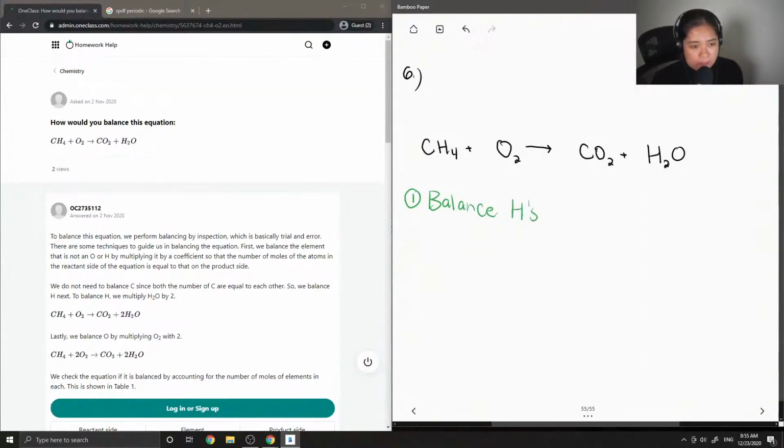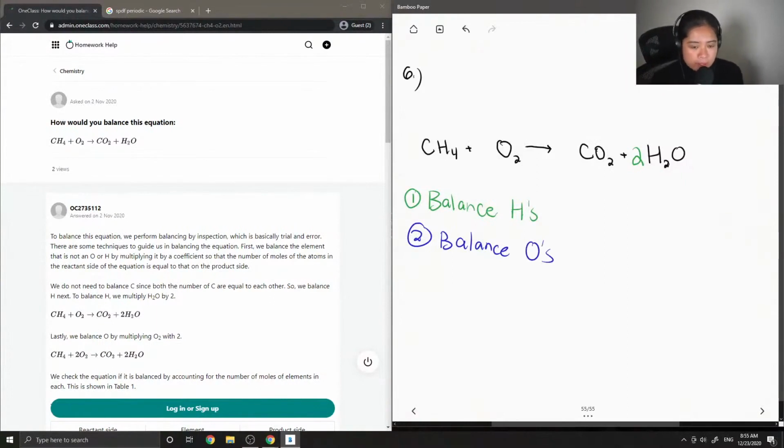So on our reactant side, there are 4 hydrogens, and on our product side, there are 2. So I'm just going to put a coefficient of 2 in front of H2O just to show that we need 4 hydrogens on the product side as well. Okay, so now that all the hydrogens are balanced, now I want to balance my oxygens.